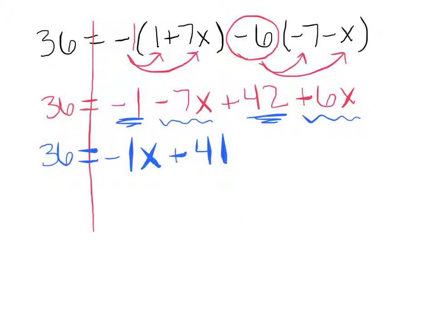Now, just because everything is over on the right-hand side doesn't mean we can't use the same steps we've been doing. Our do and undo. We need to undo all the things that aren't x. So let's undo that plus 41 first. To undo plus 41, we would minus 41.